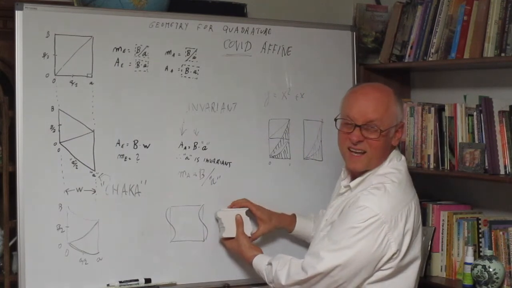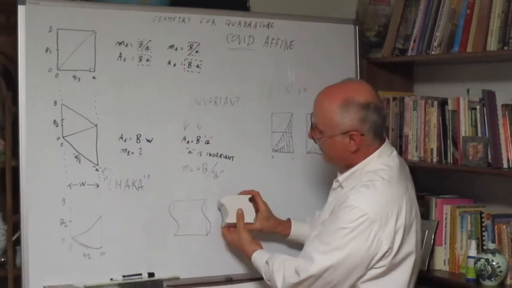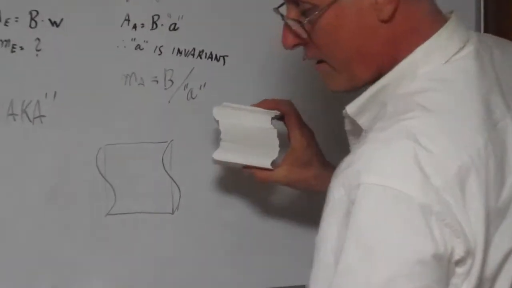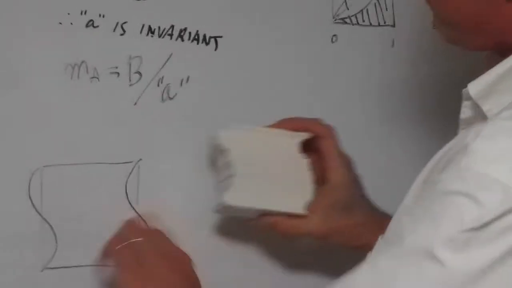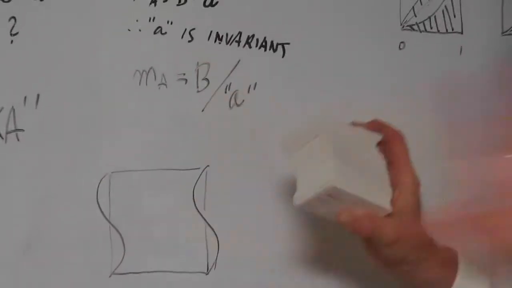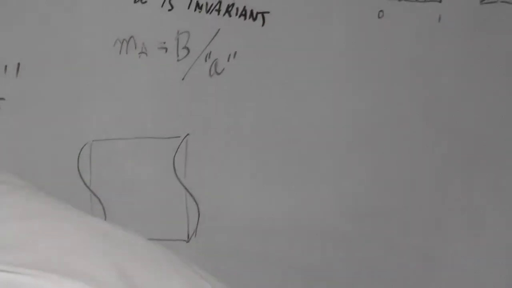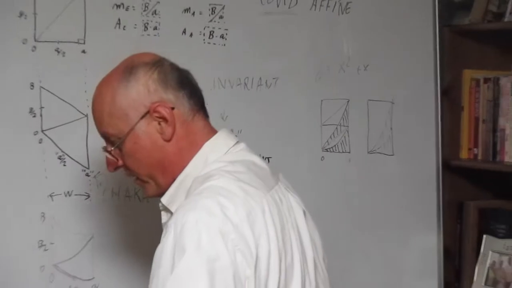Can you see that? Does it show up? It's on a white background. Yeah. So anyway, I'm shifting it. I have not changed area, right? Area doesn't change in a Cavalieri shift.